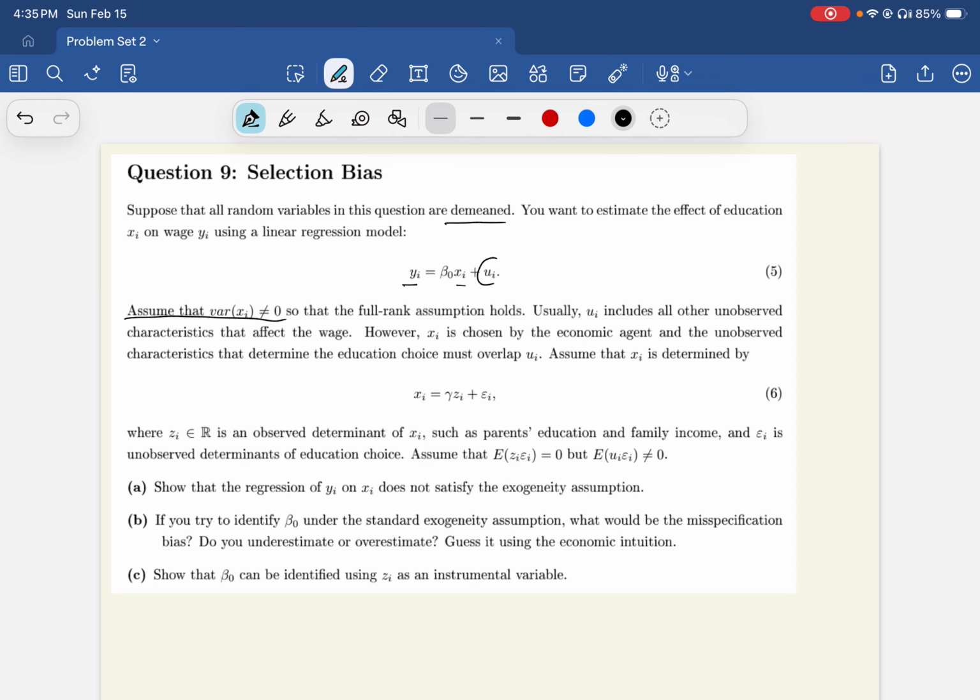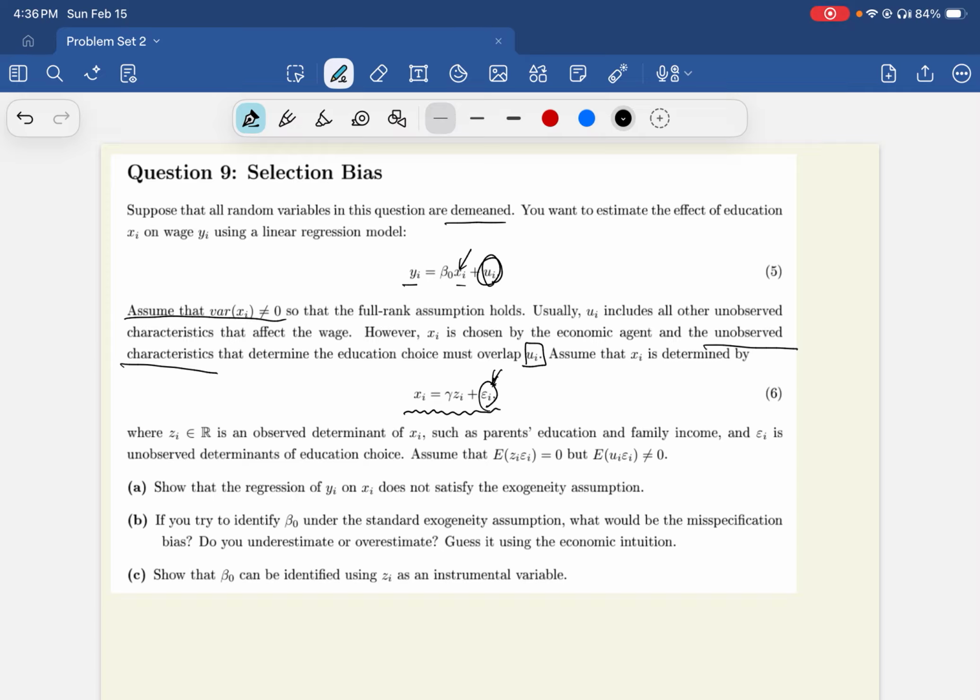Here, the problem is that U_i includes all the unobserved characteristics that affect the wage, right? And in class, I usually say intelligence. But X is also chosen by the economic agent, and there must be unobserved characteristics that affect education choice. Those unobserved characteristics, like intelligence, would be similar or correlated with the unobserved characteristics for the wage. So the two error terms for the wage and for the education are actually similar, right? They must be correlated. So X is determined this way.